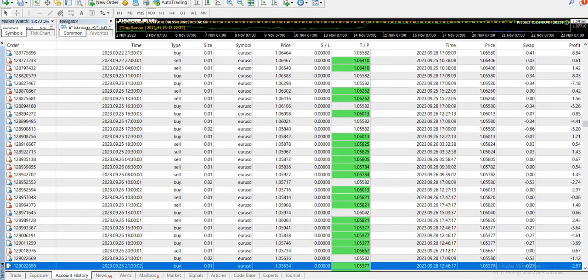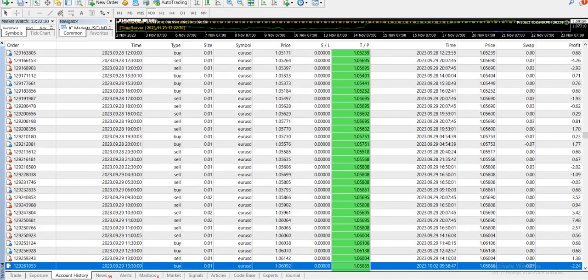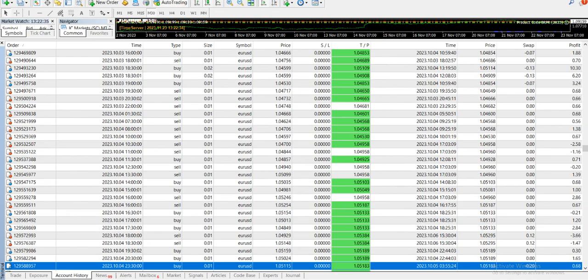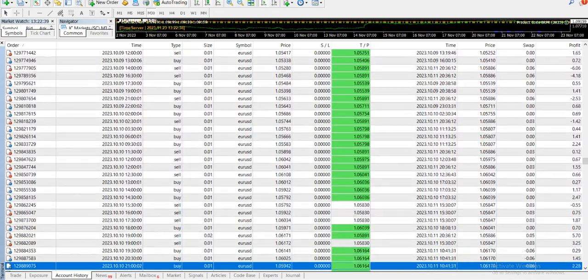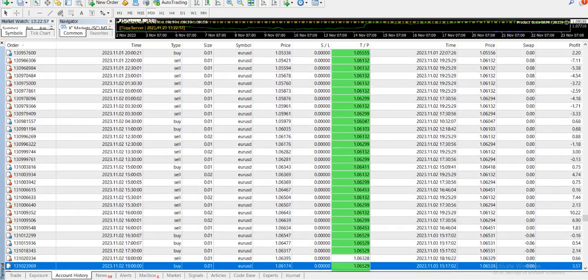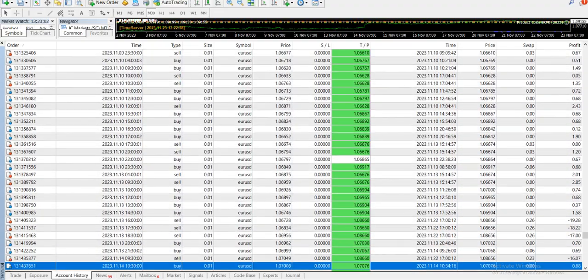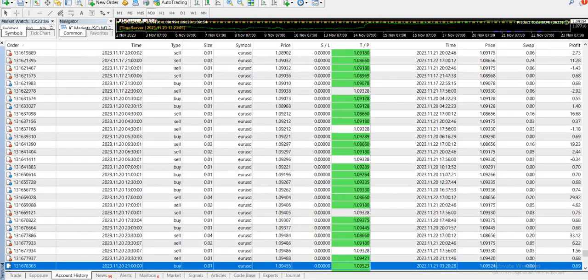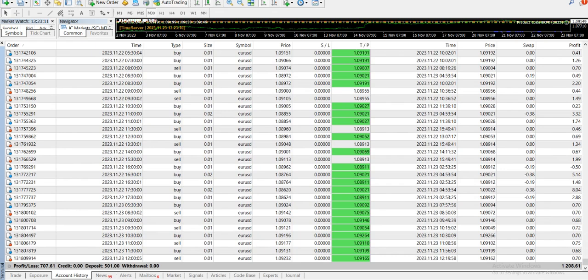Let me make it a little faster. Generally, you see that 0.01, 0.02 is used, and in the worst condition, it has taken a maximum lot size of 0.04, and we made a profit of 707. That is, we can say 141% in 3 months.